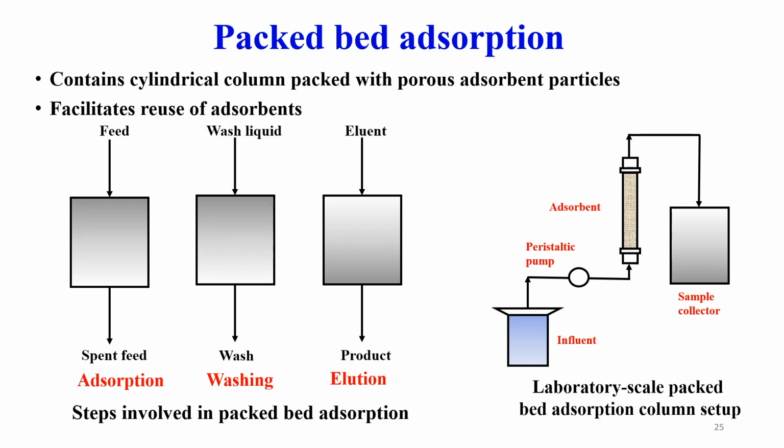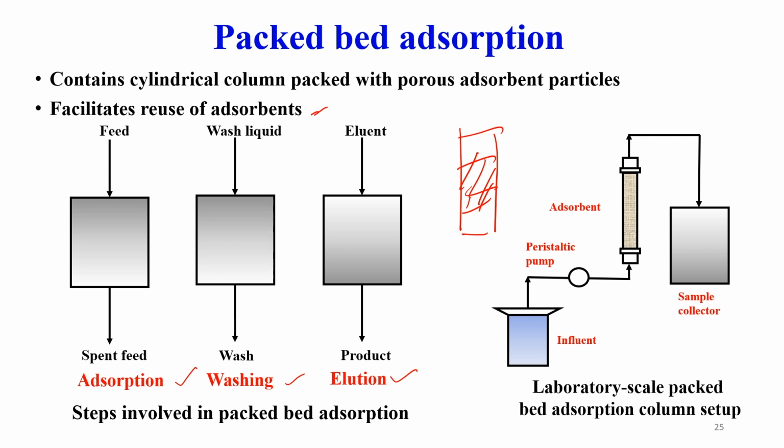So, we go with the packed bed adsorption column, which is quite common. It consists of a cylindrical column packed with adsorbent materials. It should have good surface area, good porosity, and be inert, and the material itself should not interact or participate in any other kind of bonding. If you are using a column, it is easy to reuse the adsorbent after regeneration. So, what are the steps we discussed earlier? Adsorption, washing, then elution, followed again by washing and regeneration.